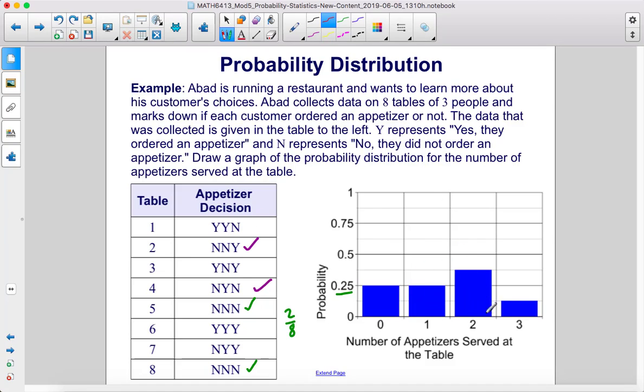Which tables ordered 2 appetizers? That's right here, here, and here. So that's 3/8, which gives us this bar right here. And then finally, 3 appetizers would be right there, just one time, giving us a 0.125 bar right there.